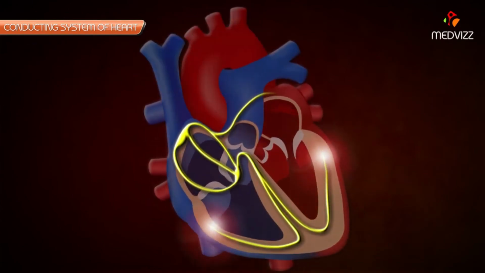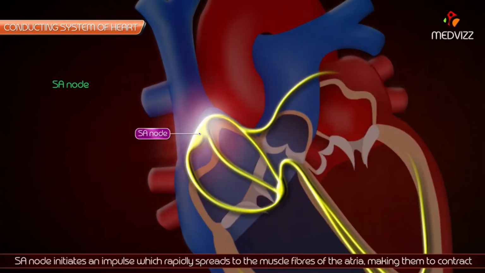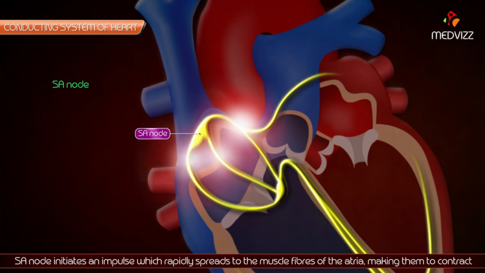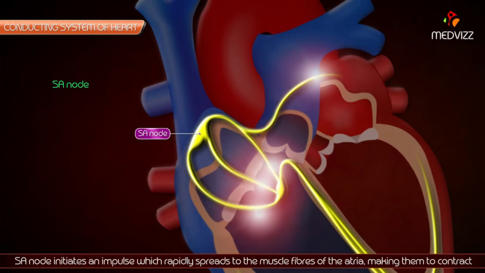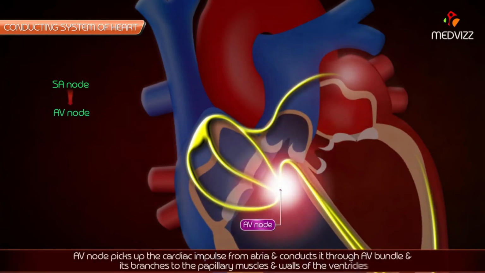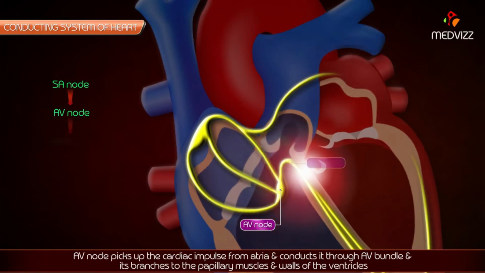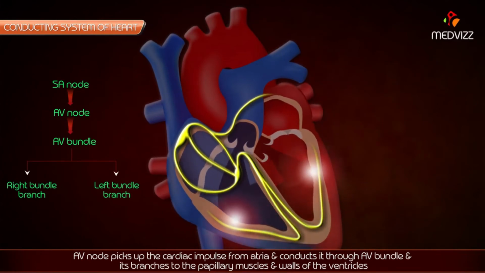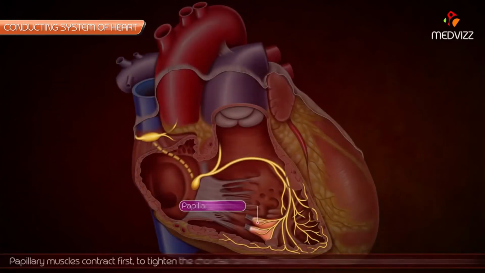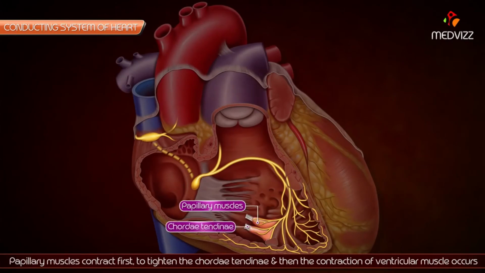The conducting system and mode of contraction of cardiac muscles is revised as follows. SA node initiates an impulse which rapidly spreads to the muscle fibers of the atria, making them contract. The AV node picks up the cardiac impulse from the atria and conducts it through AV bundle and its branches to the papillary muscles and wall of the ventricles. The papillary muscles contract first to tighten the chordae tendineae and then the contraction of ventricular muscles occurs.